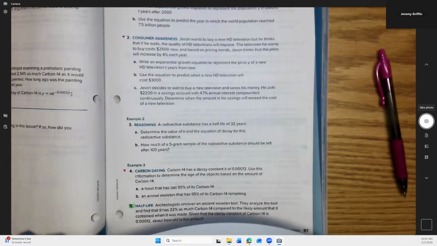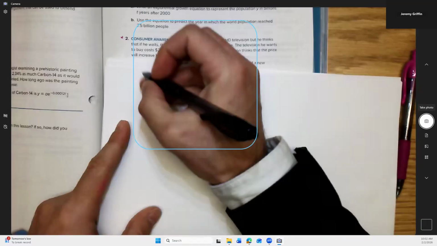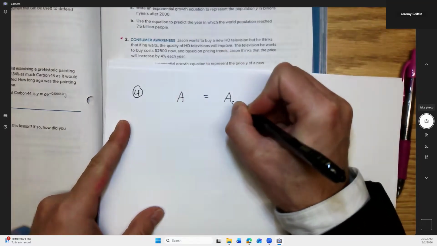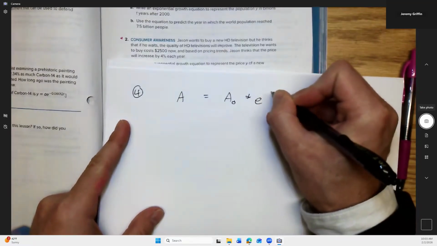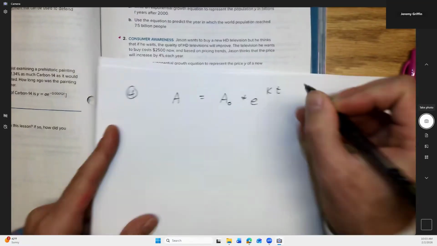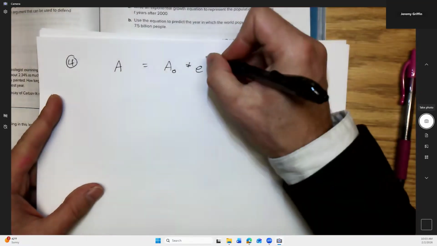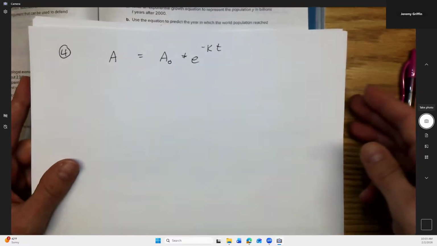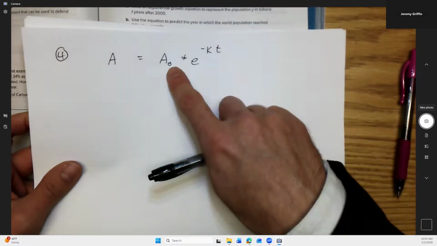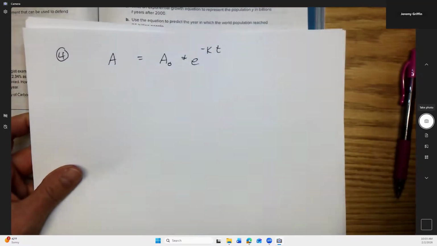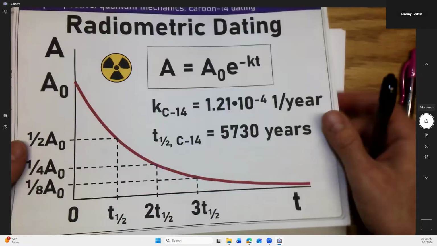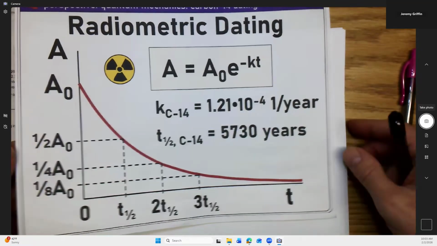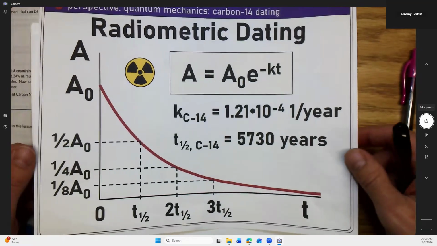So let's do carbon dating. The amount is equal to the initial amount times e to the kt, right? And for exponential decay, it's common to throw a negative into the exponent so that k comes out to a positive value. A naught is the initial amount, and A is the final amount, or the amount at some time in the future.